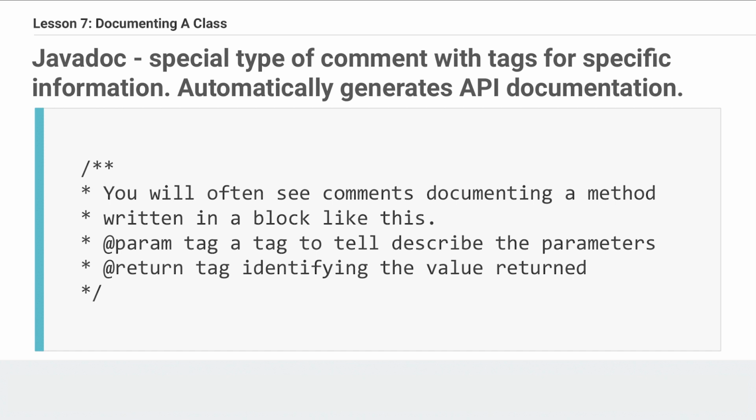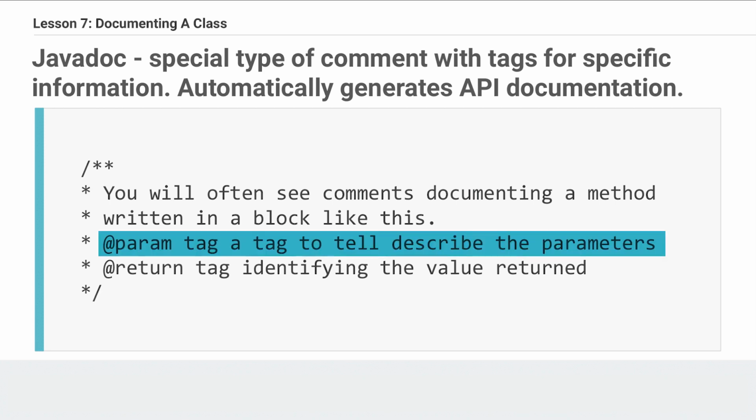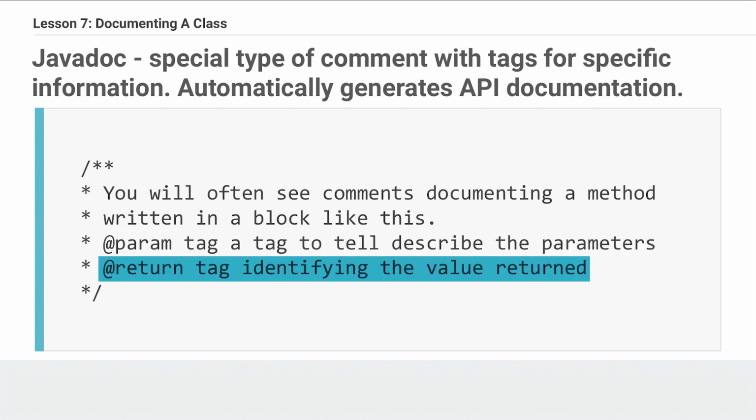And then in here you have tags like @param. This says, okay, this is going to be a parameter called tag. And then the description of it comes after. @return says, okay, this is going to be a return value. And this tells you the description of that.